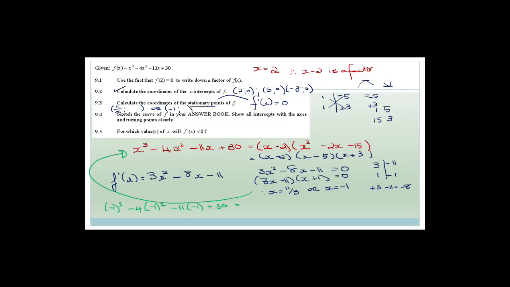Okay, so minus 1 cubed is just minus 1. Minus 1 squared is 1, times negative 4 is negative 4. Minus times a minus is a plus, so it's plus 11 plus 30. So that's going to be 41 minus 1 is 40, minus 4 is 36. So this is (minus 1, 36). And then we have to substitute 11 over 3 in. I'm running out of space, so I'm just going to erase quickly.